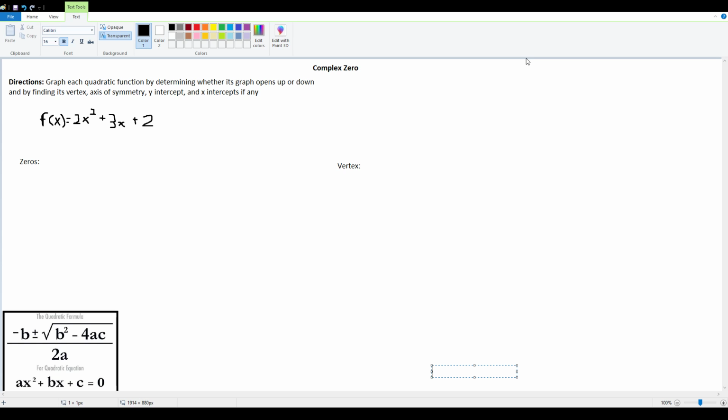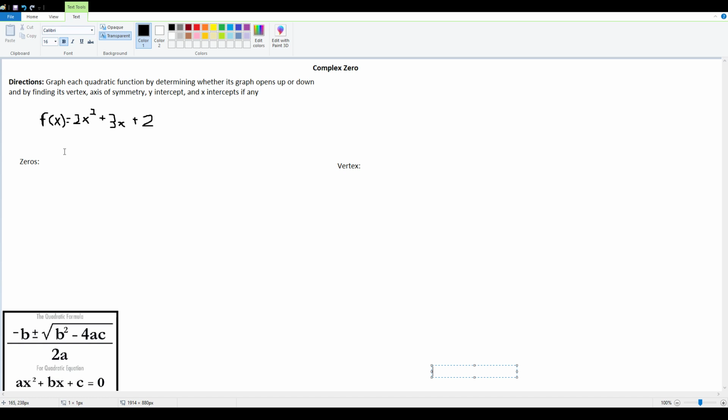Hello, my name is Joe, and today I will be graphing quadratic functions by determining whether its graph opens up or down, finding its vertex, axis of symmetry, y-intercept, and x-intercept, if any. I will also be finding the complex zeros of this function. So we start out with this function right here, f of x equals 2x squared plus 3x plus 2.